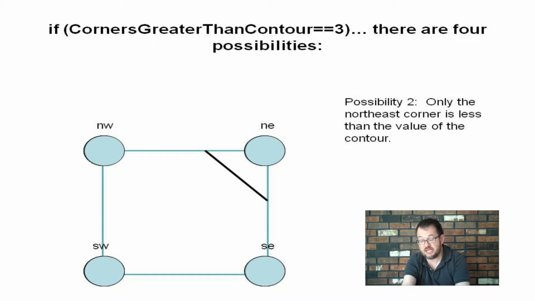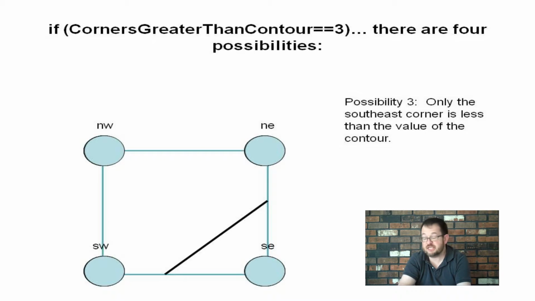Or another possibility is that it's actually just the one on the northeast that's less than that contour line, and so your contour line is going to come in onto the box on the north and exit the box on the east. Or another possibility is that it's only the southeast corner of your domain, of your box, that has a value less than the contour line you're trying to draw, and as a consequence, the contour line will come in on the east and go out through the south, cutting off that southeast corner.